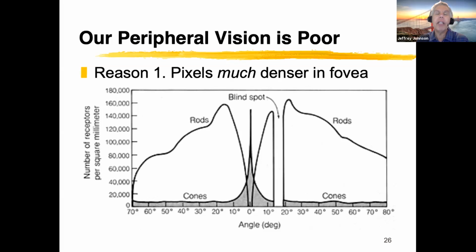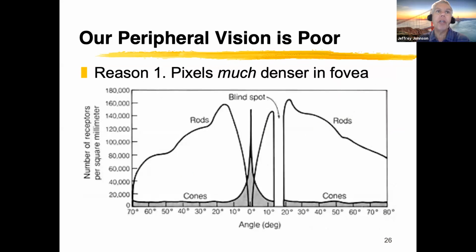And the exact center is very small. If you hold out your arm, stick up your thumb and look at your thumbnail. Your thumbnail at arm's length is the size of the high resolution area of your retina. Everything else is low res.